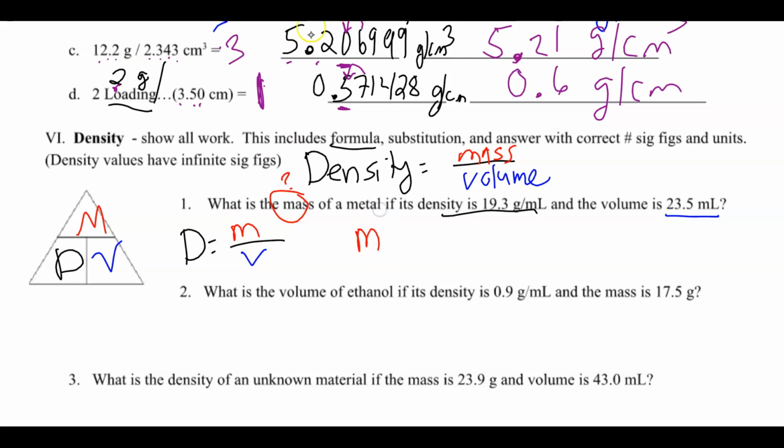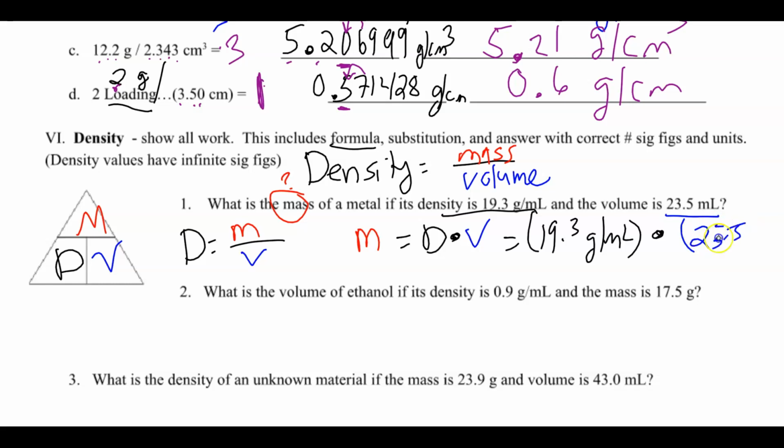So mass is equal to density times volume, which is equal to 19.3 grams per milliliter times 23.5 milliliters. Before we start plugging into our calculator, just take a quick look. Milliliters on top, milliliters on the bottom, I'll be left with grams. So that means I did my algebra correctly.